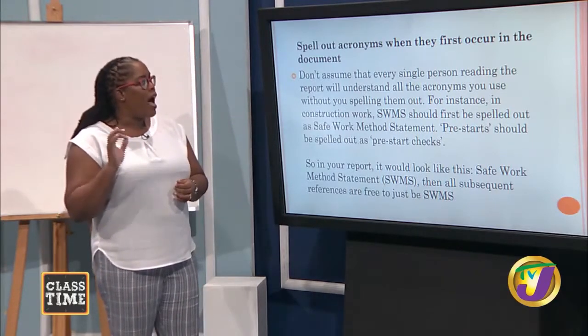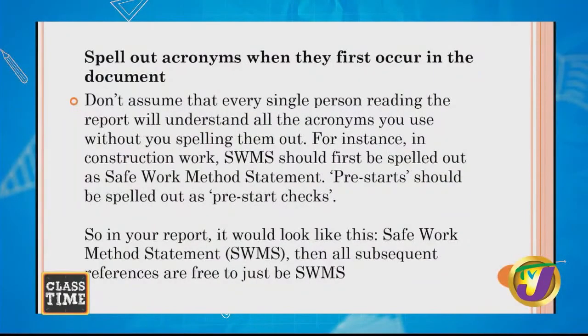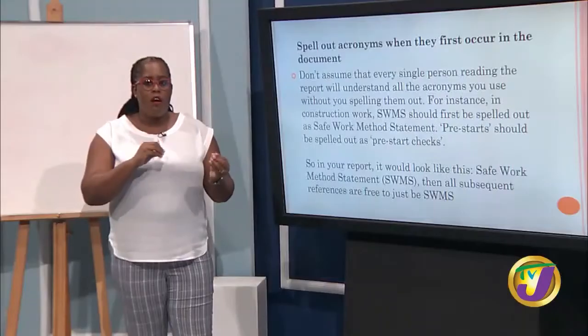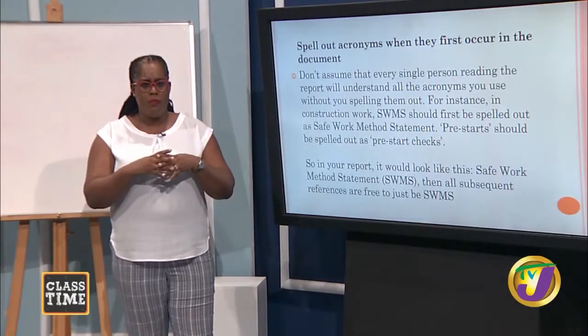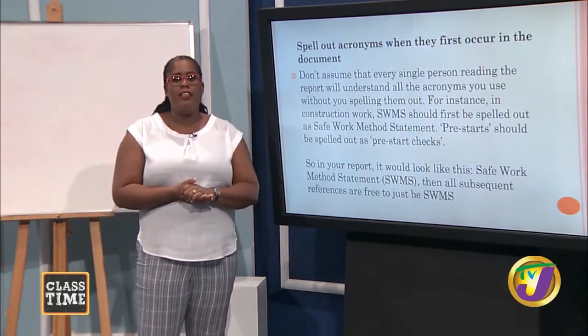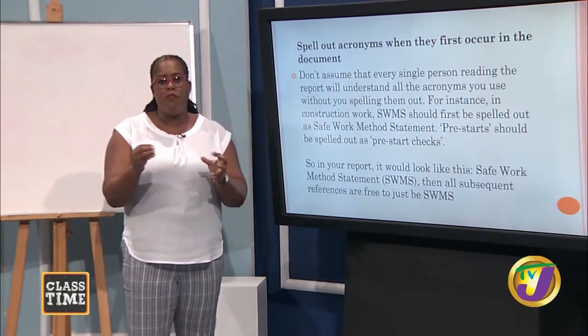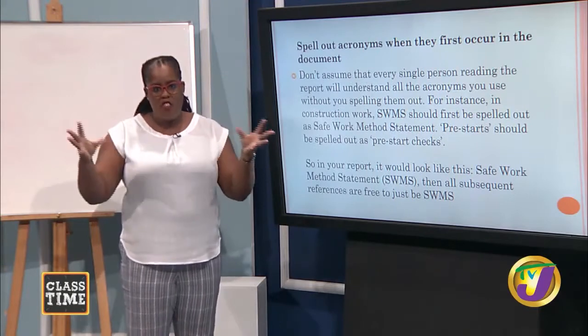All right, spell out acronyms when they first occur in the document. Now, let me explain what an acronym is, because many persons confuse an acronym for an abbreviation. Now, an abbreviation is the shortening, using the beginning letters, of, say, for example, NEPA, right? NEPA is an abbreviation, right? So it is a shortened version of the organization name.